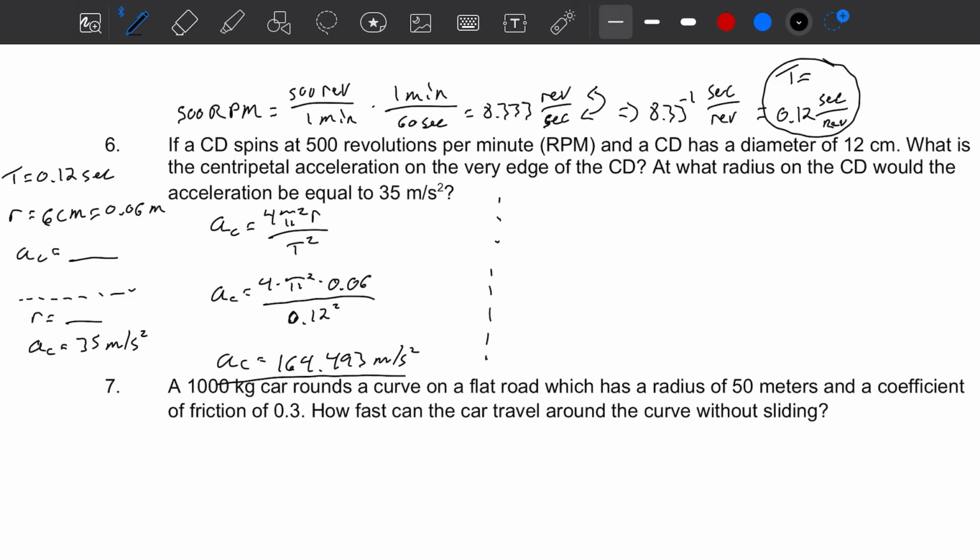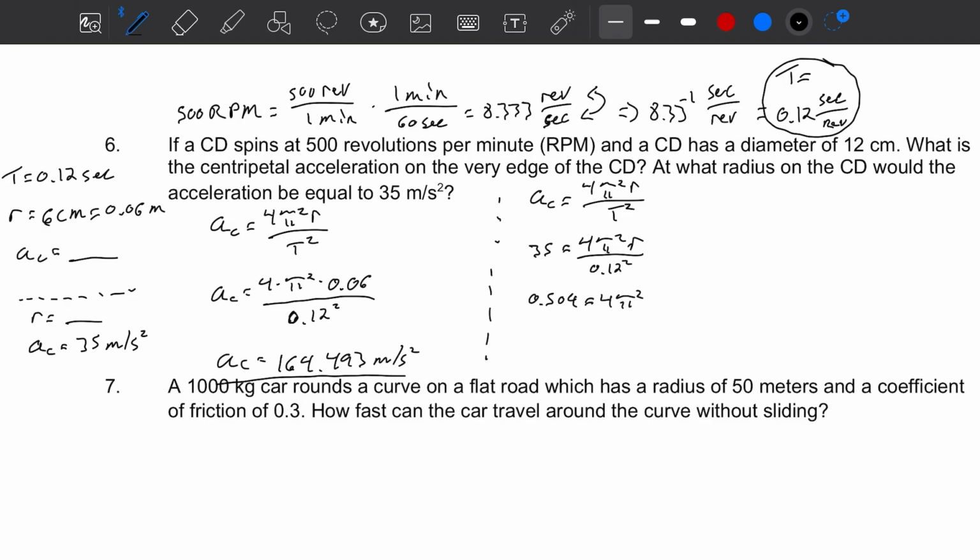As a compact disc spins, no matter where you are on that CD, close to the center with a small radius or all the way at the outside edge with a larger radius, the time it takes to complete the circle is the same because the CD is intact. It's all connected. It finishes one lap in the same amount of time. So our period hasn't changed. It's still 0.12. But if you have a different radius, you'll have a different velocity. If you have a different radius, you have a different acceleration.